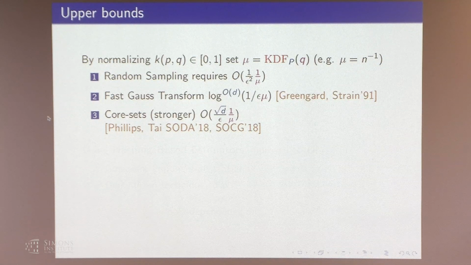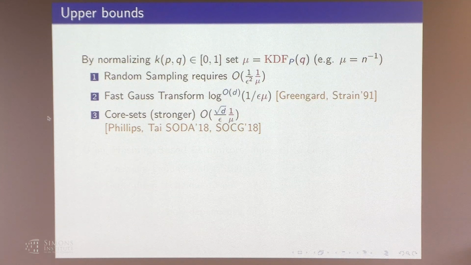The hard case is where you're getting mu contribution because exactly mu fraction of the data gives you 1, and the rest have contribution 0. So even for a random sample to hit something that gives you non-zero contribution, you need to sample 1 over mu times. The random sample needs that much.